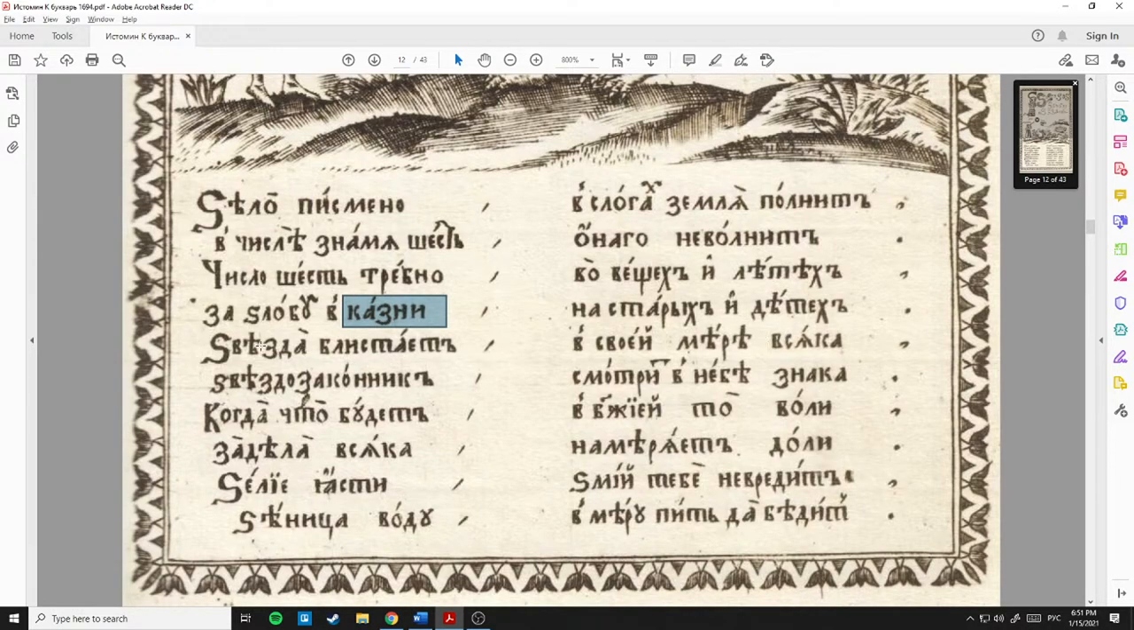Звезда блистает. So the star is sparkling, right? Flickering. В своей мере всяка звезда. In their own measure, every astronomer смотрит в небе знака, looks at the sky for symbols. That makes sense. Looks at the sky to look for symbols, or a sign from God, probably, right? Когда что будет, when something will be, в Божьей то воле. When something will be because of the will of God. За дело всяка, for all things.